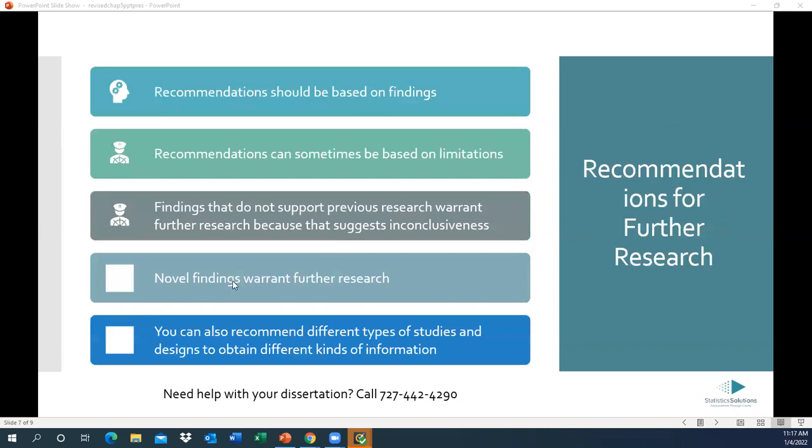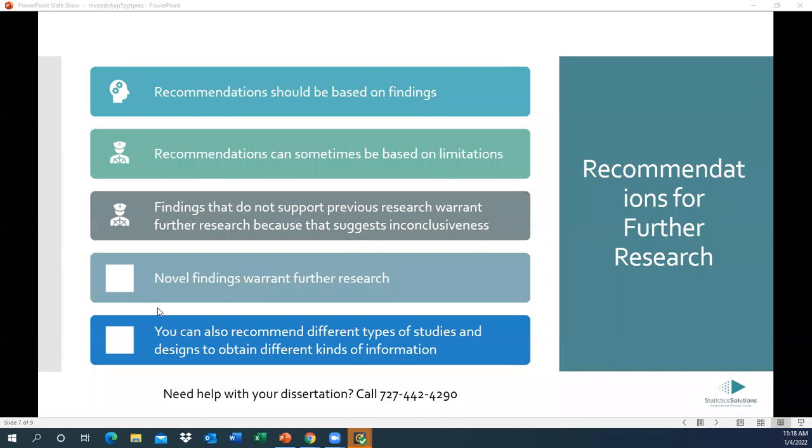Okay. And recommendations for further research. This also has value, right? Your findings have contributed to the research. They've contributed to the literature. They've told researchers something. So based on what you found, what can you recommend for further research? Recommendations should be based specifically on your findings. They shouldn't be general recommendations. And they can sometimes be based on your limitations.